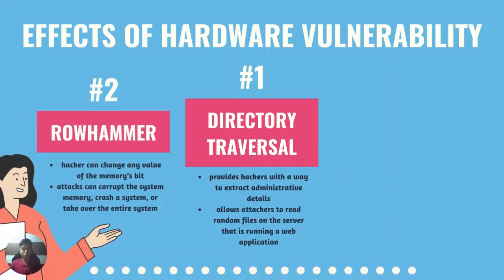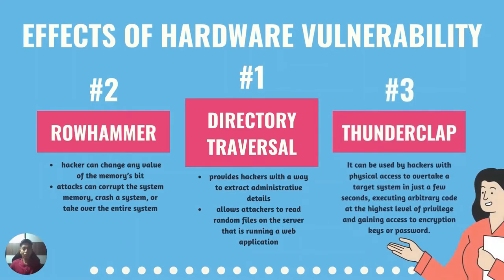Next, let's go for the row hammer effect. Since it involves bit flips, hackers can change any value of the memory bits. Here, we can clearly see that this kind of attack can be used to corrupt system memory, crash systems, or take over an entire system.